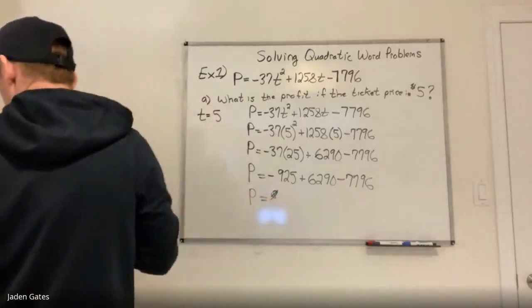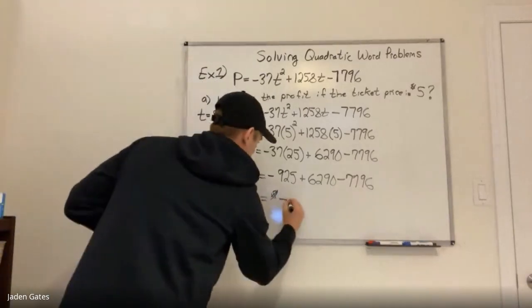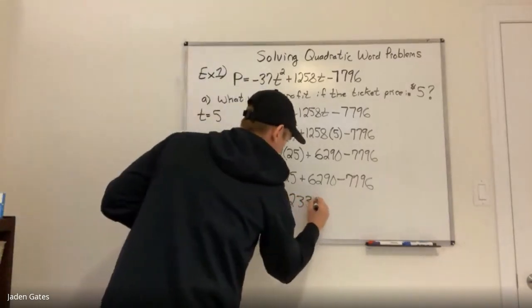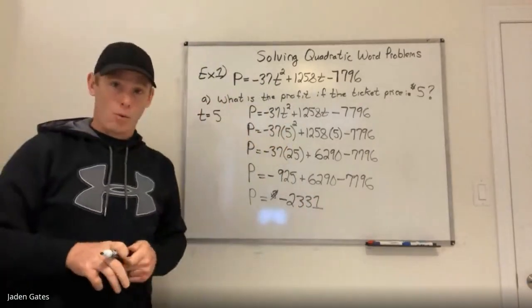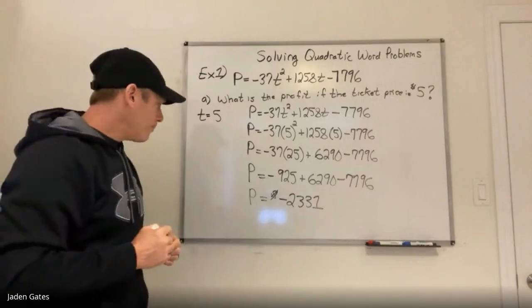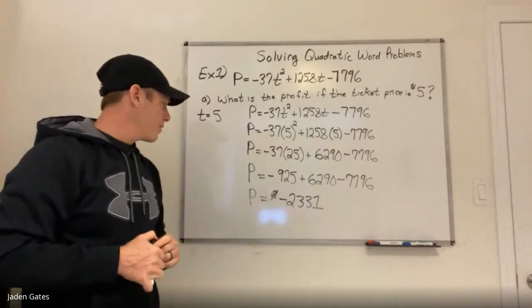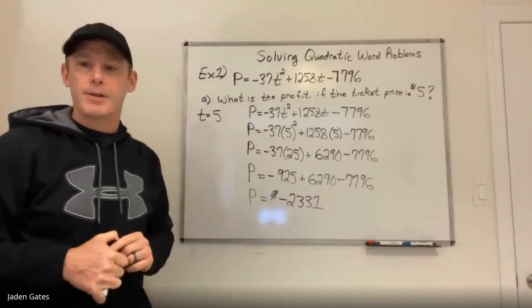Am I getting a profit? Let's see here. Go to my calculator. Not really. I'm getting minus $2,331. So a ticket price at $5, we're actually going to lose money if we throw this event. In fact, we'll lose $2,331 if we charge only $5 for this event.